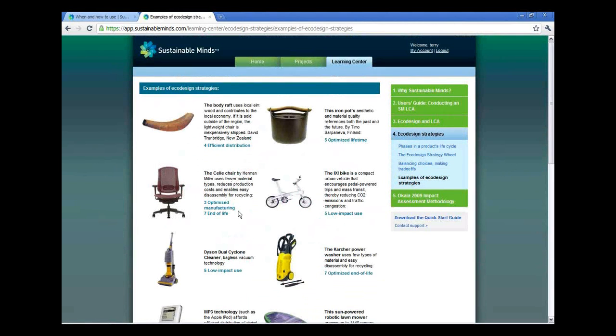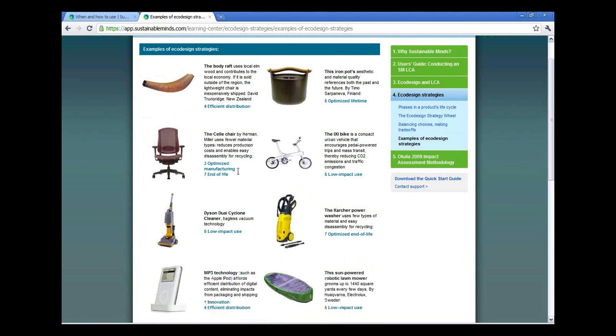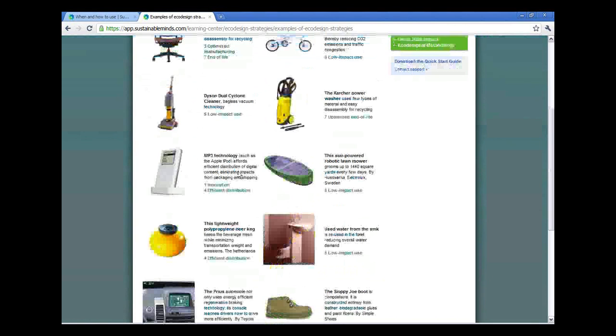I think you all know the example here with the chair to the left of your screen. The chair by Herman Miller, you know they're Cradle to Cradle certified. They looked at all the materials in their chair, so they optimized manufacturing, and they looked at disassembly and recycling, so they optimized end of life. Now, they're very successful. They're able to sell their chairs at a pretty high price point. They get a good story. Now, there are more stories here, and maybe you can relate to one or two of them here.